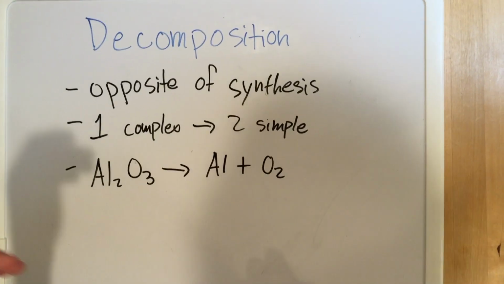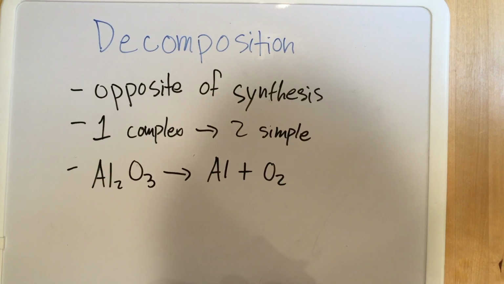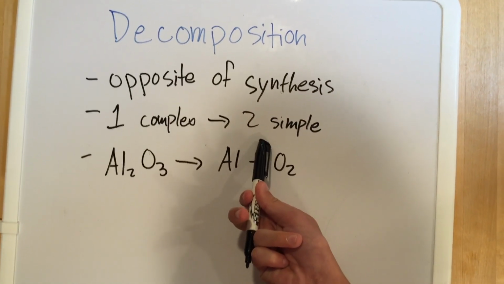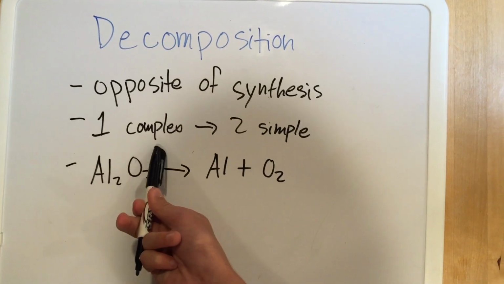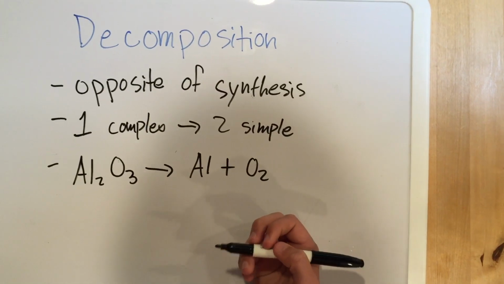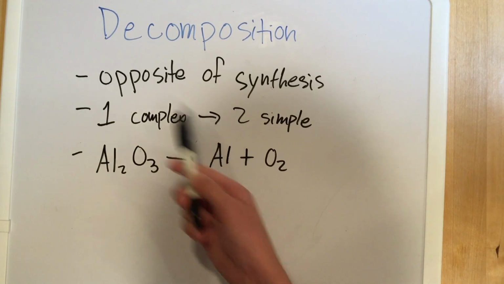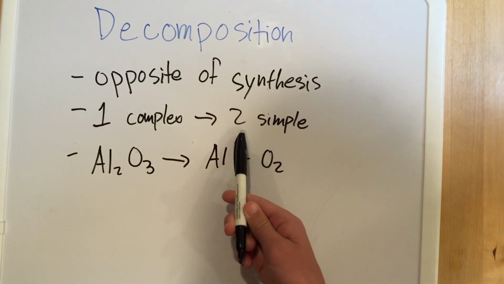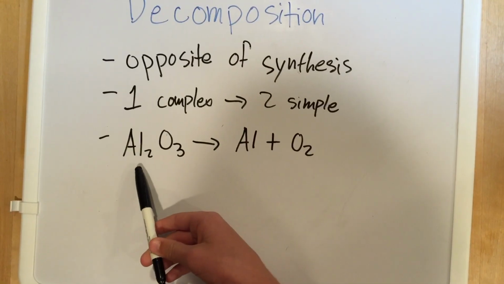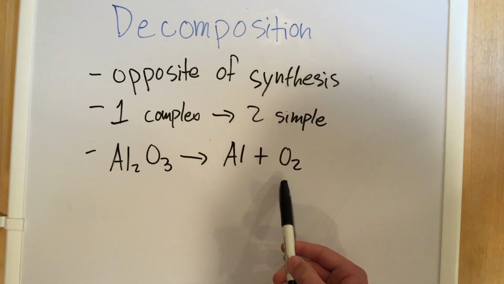So I have written down that decomposition is the opposite of synthesis, and when I say this, I mean that synthesis is typically when you have two simple reactants that will form to create one complex compound, and that will be your product, but decomposition is the exact opposite, when you have one complex compound that will break down or decompose into two or more simple compounds. So an example of this is that aluminum oxide right here will break down to form aluminum and oxygen, its base components.